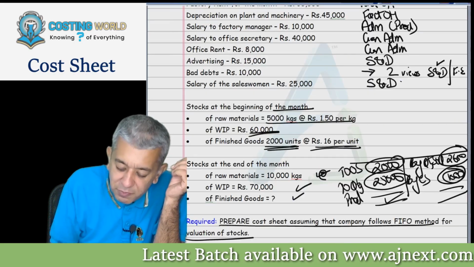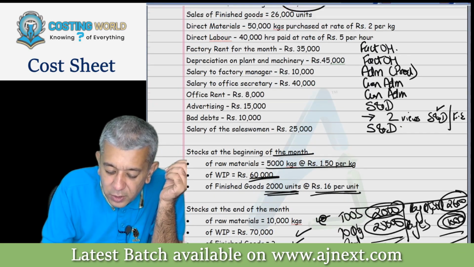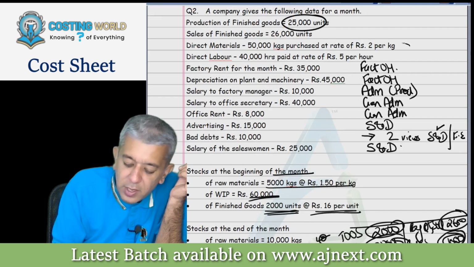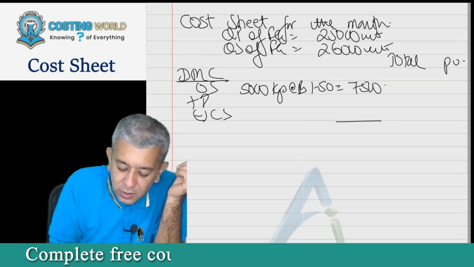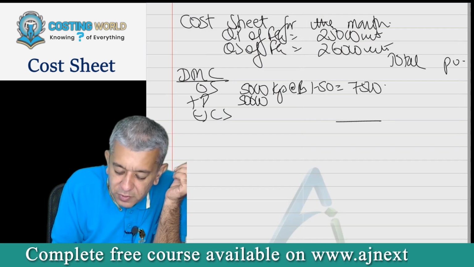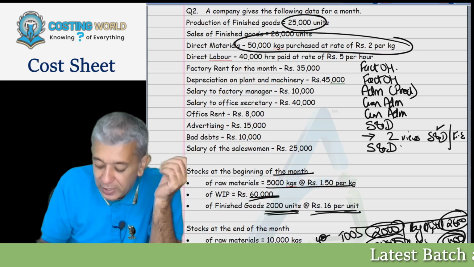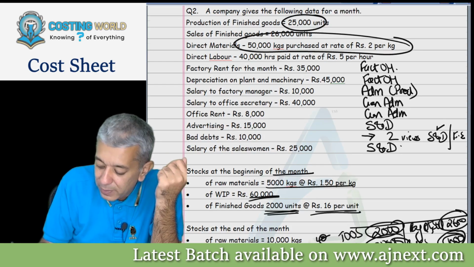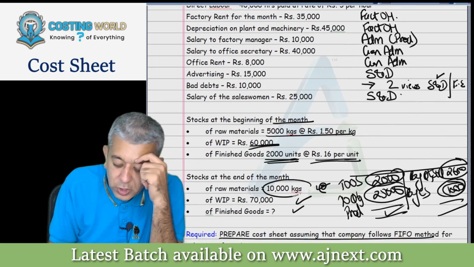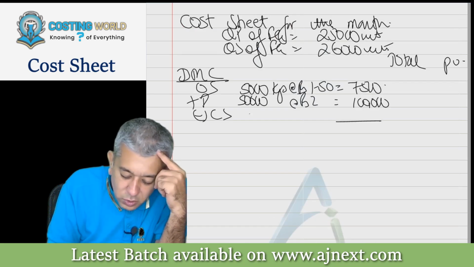Now, how much you all have purchased more, that is given to you somewhere on top. 50,000 kgs at the rate of rupees 2. So therefore, 50,000 kgs at the rate of rupees 2. This will be 1 lakh. Now, closing stock of material. I am still on material here. My material closing stock is how much? 10,000 kgs.